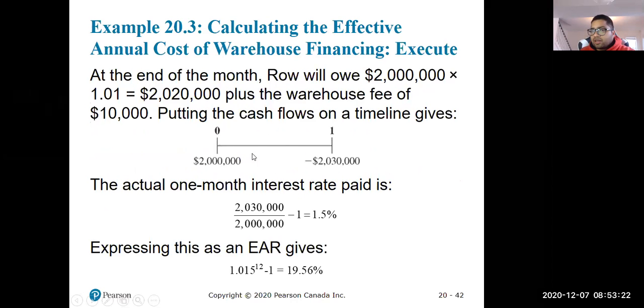So how will it look? You borrow $2 million and pay 1% interest on that, so $20,000 interest, plus the principal, plus the warehousing fee. In total you pay $2 million and $30,000. We follow the steps: 2,030,000 divided by 2,000,000 minus 1 is 1.5%, and then 1.015 to the power 12 by 1, because you are borrowing it for 1 month. That will give you an effective annual rate of 19.56%. Any questions?